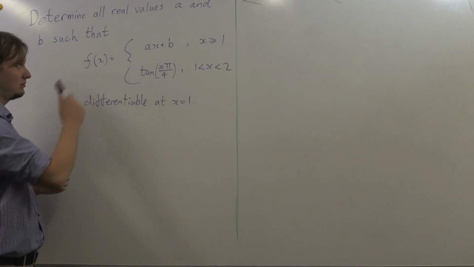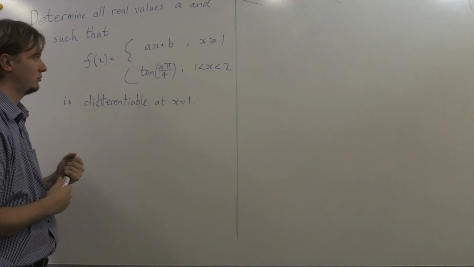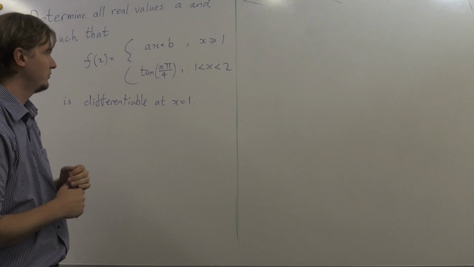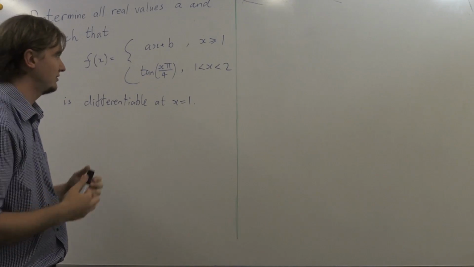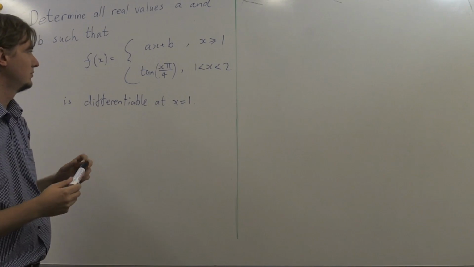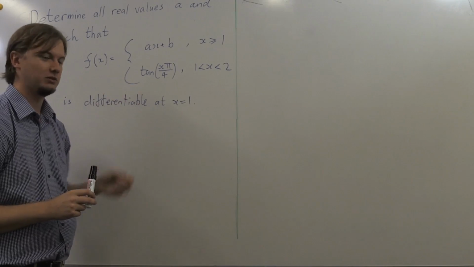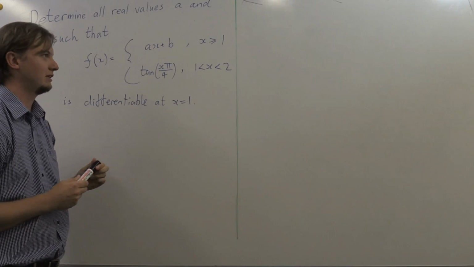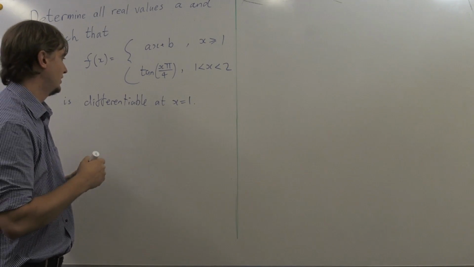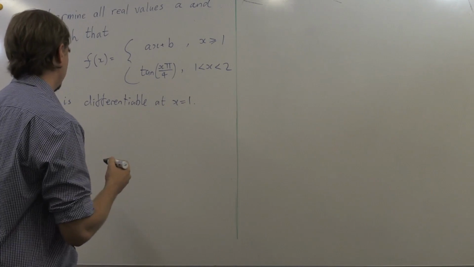And we have to find all values of a and b such that this function will be differentiable at x equals 1. So again, for this sort of thing, you don't need to plot this thing. You need to understand what the requirements are for this function to be differentiable. So step 1, I need to make sure that this function is actually continuous at x equals 1. If it's not continuous at x equals 1, it has no chance of being differentiable at x equals 1. So let's ensure continuity first.